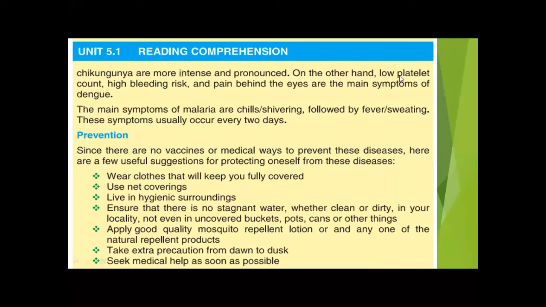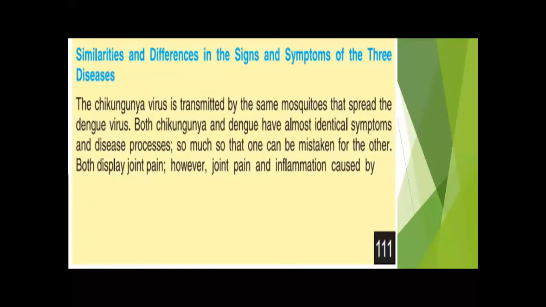On the other hand, low platelet count, high bleeding risk, and pain behind the eyes are the main symptoms of dengue. The main symptoms of malaria are chills and shivering, followed by fever and sweating. These symptoms usually occur every 2 days. So the last paragraph shows the similarities and the differences of those three diseases, I mean malaria, dengue and chikungunya.